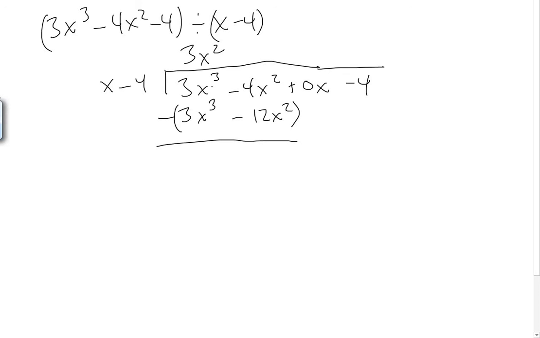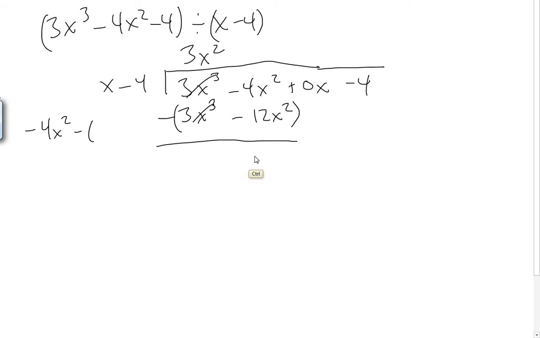When I subtract, these two cancel out. There's no need to really think about them. Here's where I should be careful. Here's where all the mistakes happen. Negative 4x squared minus negative 12x squared. Well, I'll write it for a second. Negative 4x squared minus negative 12x squared. And what you see is that the subtraction becomes addition because of this double negative. So it's really negative 4 plus 12, which is 8x squared.